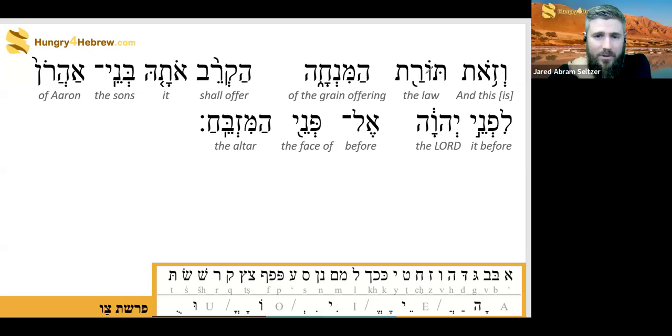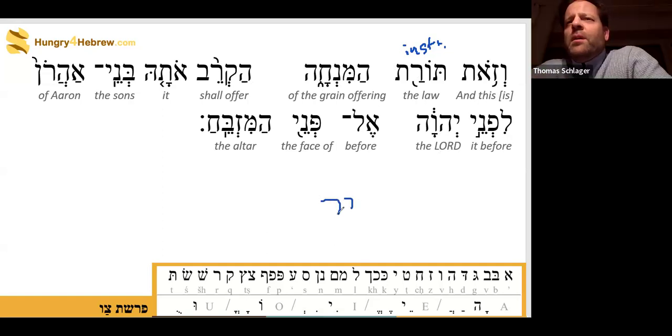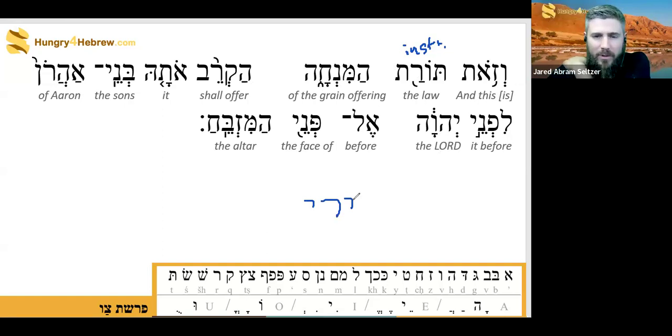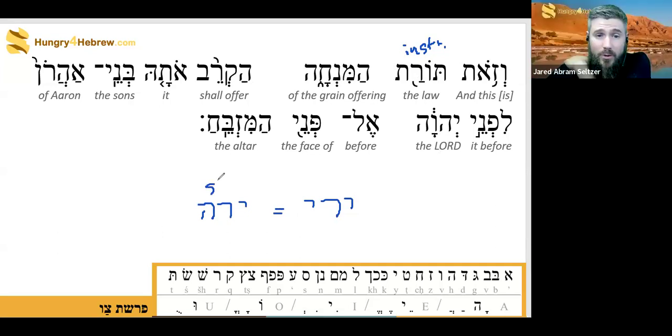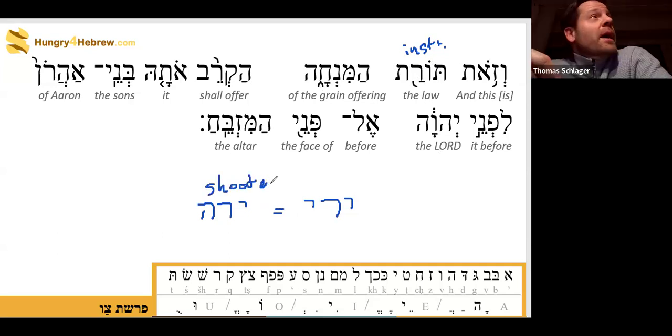Perfect. Bezot Torat Hamincha. This is the law, or instruction, really. The instruction of the mincha, the grain offering. What's the root of Torah? Yara, yod reshi. I would say yod reshi, but what does it mean? The first meaning is to shoot or to throw. Shoot. Yes, like in German. And the next one is to teach, I think.